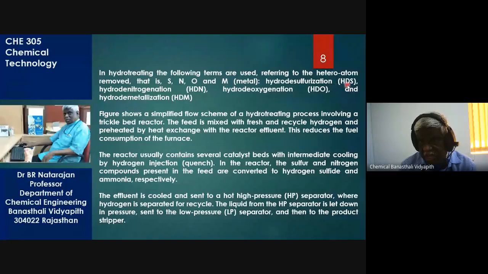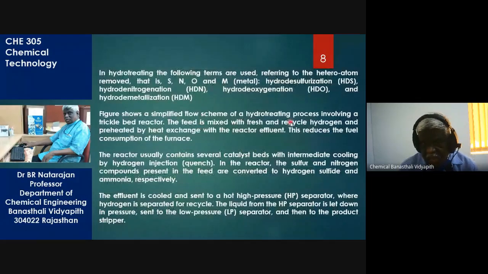Hydrodesulfurization, HDS. Hydrodenitrogenation, HDN. Hydrodeoxygenation, HDO. And hydrodemetallization, HDM. These are all abbreviations for removal of sulfur, nitrogen, oxygen, and metal. Hydrodemetallization. Now, we'll see a figure.